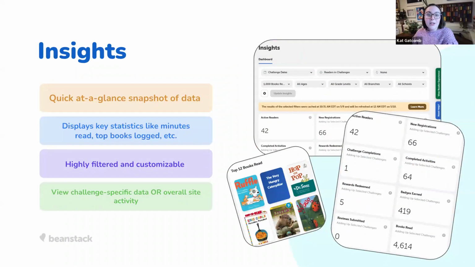The other thing you'll want to think about is insights and reports. Beanstack has a lot of data in there. It's one of the great things about running a reading challenge through Beanstack that you have so much great data to look back at year over year, to evaluate your programs and show the impact of your programs in your library. There are two tools you can use. Insights are nice for quick, at-a-glance snapshots. They are updated once every 24 hours, and they're very filtered and customizable.